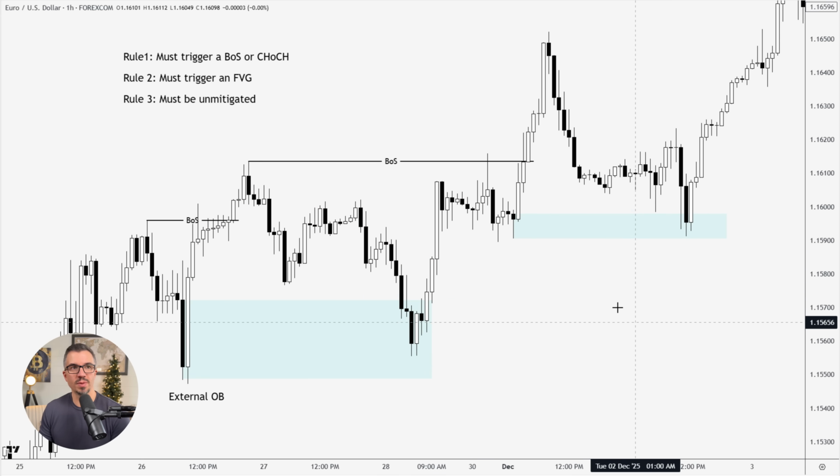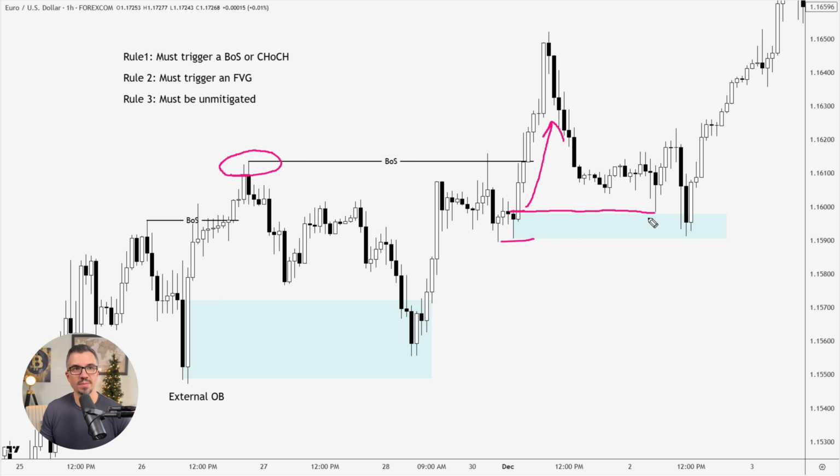However, the same rules apply, right? We need to have the break of structure. So notice right here, this was our external high. This was our internal order block. On this leg, we absolutely broke structure here. And you can also see where we had a fair value gap form off of this high, so that also satisfies this rule. It was unmitigated up until this low right back here.